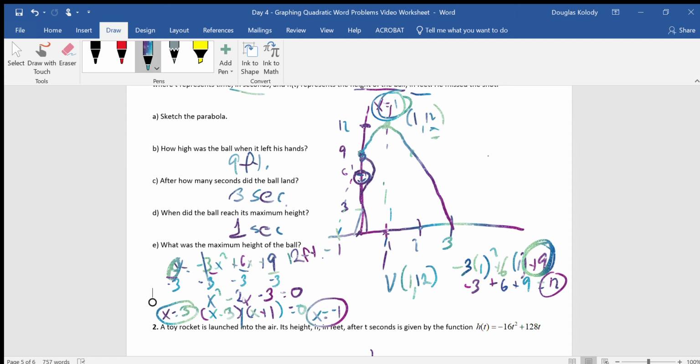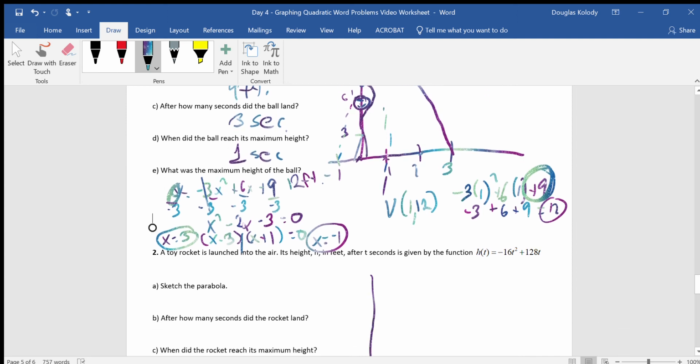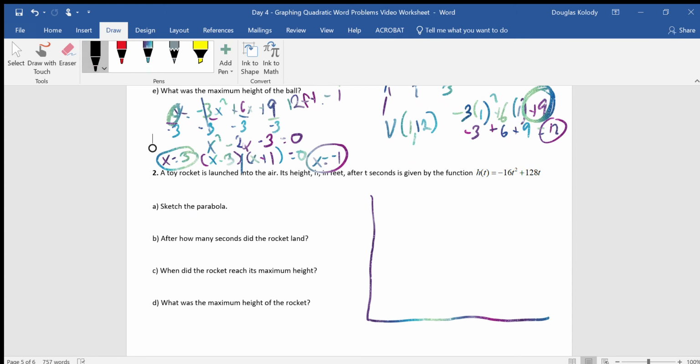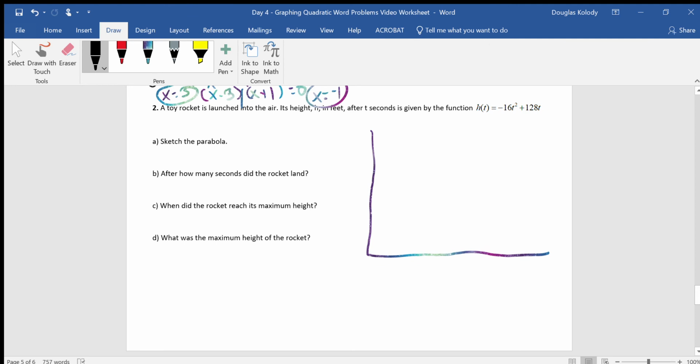Again, pause if you need to look. I'm going to change pens for number 2. I'm going to go with the black pen for this one. A toy rocket is launched into the air, and its height in feet after t seconds is given by the function -16t squared plus 128t. So I'm going to start by taking -16x squared plus 128x and set that equal to 0. Divide everything by the lead coefficient, -16.